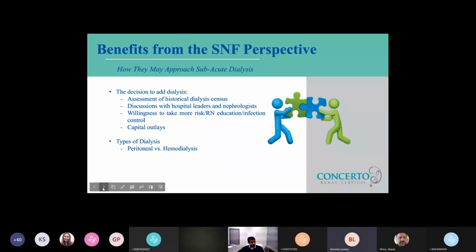The other type of dialysis is hemodialysis, which is taking blood out of your body, cleaning it through the dialysis machine, and sending it back to the patient. That is the common type of dialysis done in this country. If you remember my first slide, nearly 90% of patients who do dialysis do hemodialysis. So the majority of the population a SNF is going to see is going to be hemodialysis patients. Most of my presentation is going to be tailored more towards hemodialysis patients, as even in my experience, it's very rare to see a peritoneal dialysis patient come through.